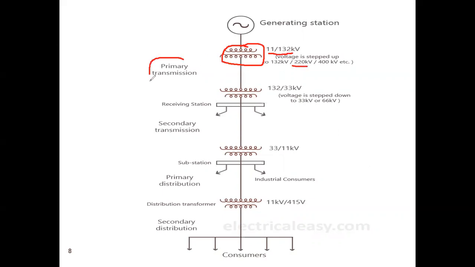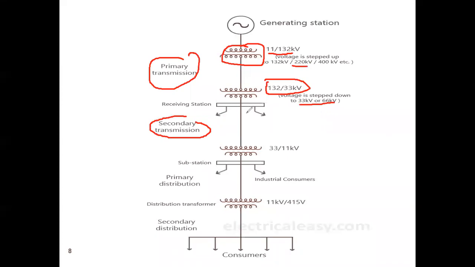This is called primary transmission. Then again, we decrease the 132 kV supply to the 33 kV supply or 66 kV supply according to our requirement. So here you see in a bracket, there are the two supply ranges placed, 33 kV or 66 kV. This is called secondary distribution.